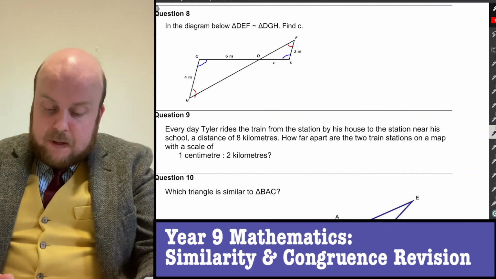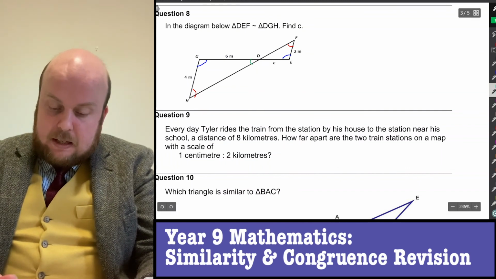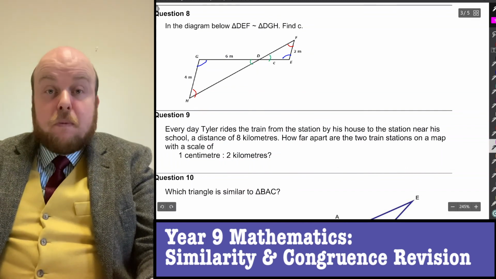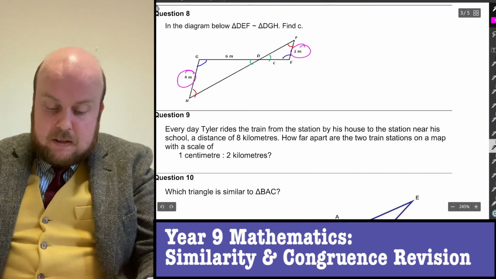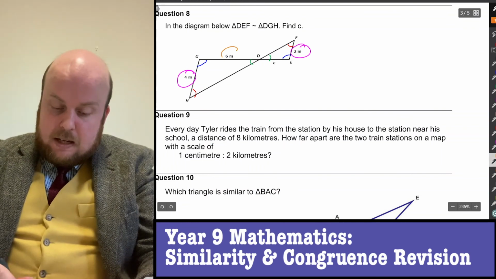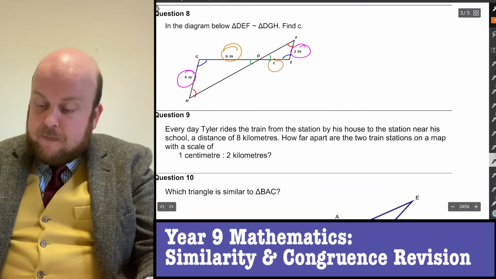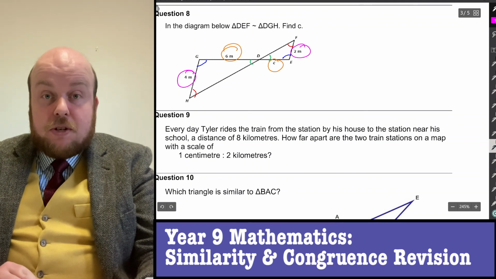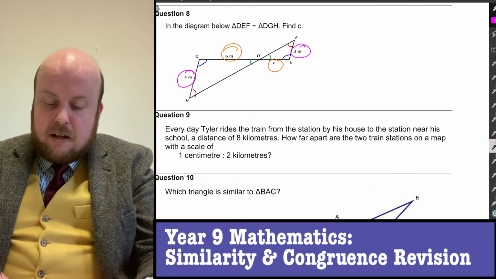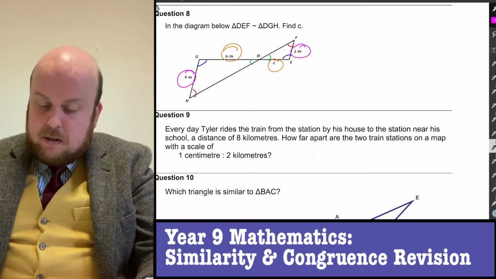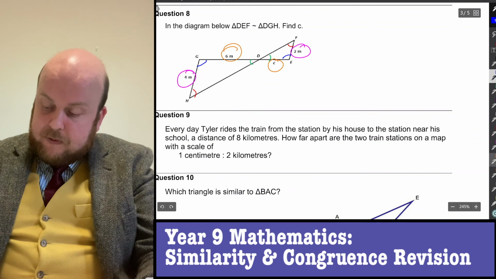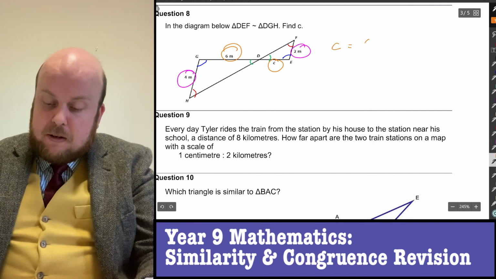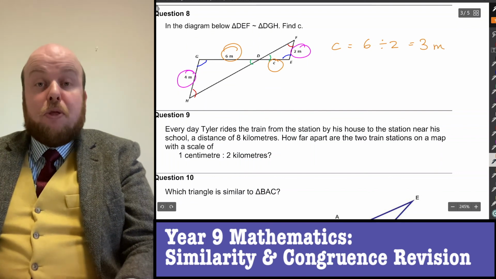So yes, they're similar, and these are the same. Therefore, we can match up the corresponding sides. This corresponds with this side here, and this side corresponds with this side here. So to get from the larger triangle to the smaller one, from 4 down to 2, we need to divide by 2. So therefore, to find C, it's simply going to be 6 divided by 2, which would be equal to 3 meters.